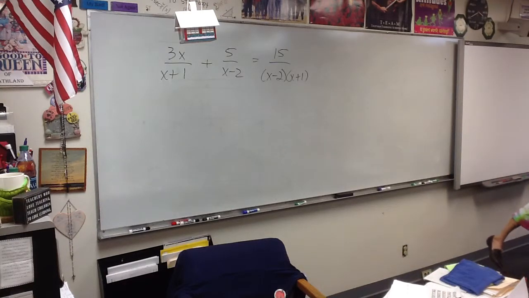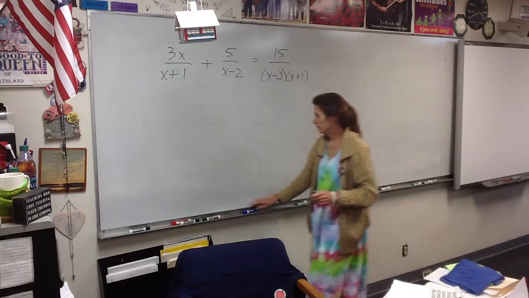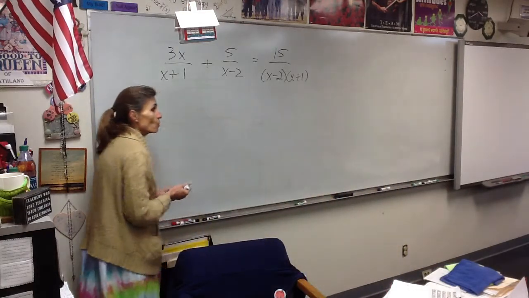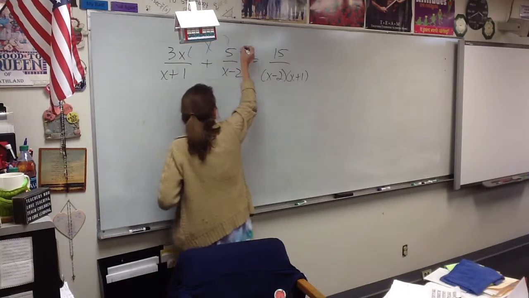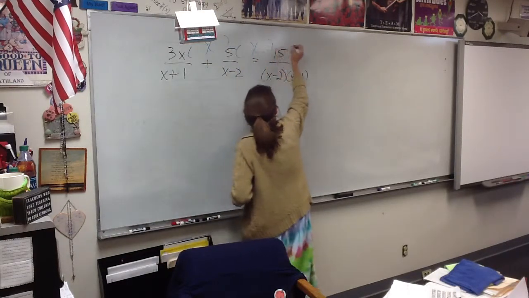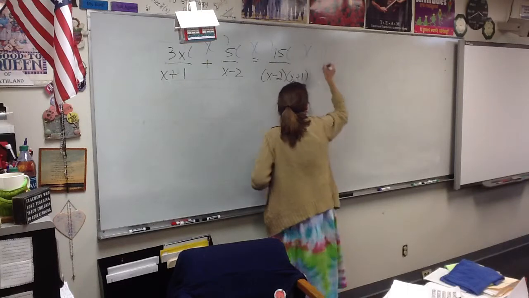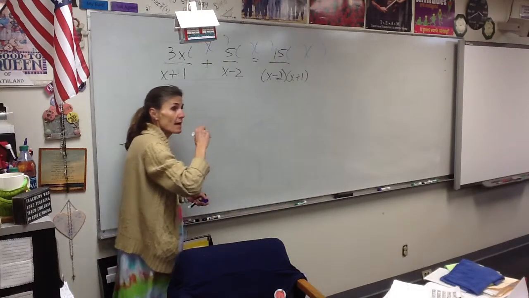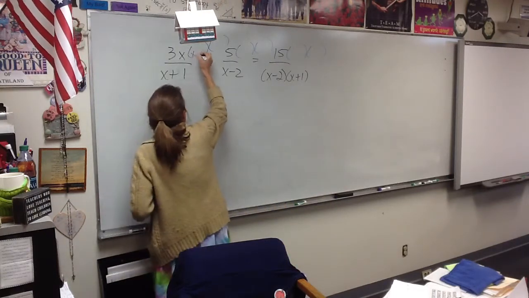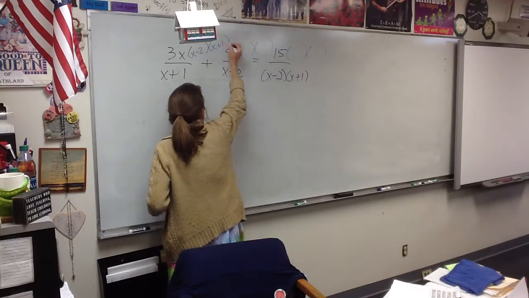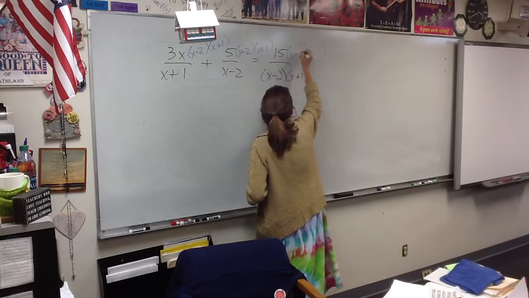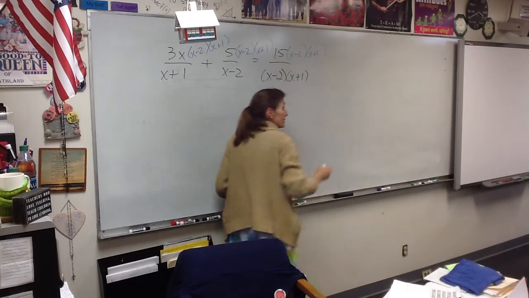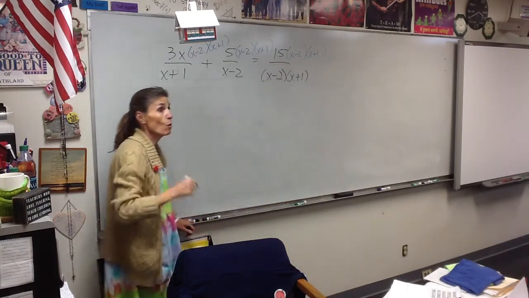Does that seem reasonable to everybody? Now, what are we going to multiply everything by to get rid of every denominator? What are we going to have to multiply by to make that happen? x minus 2, x plus 1. All right, kids, every single one.